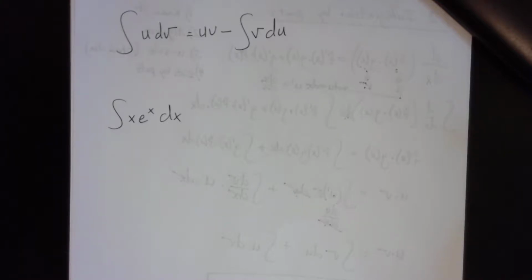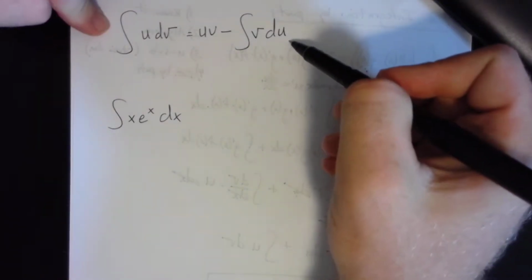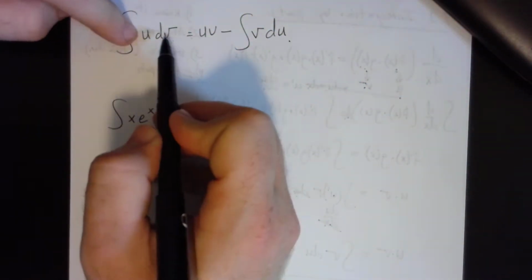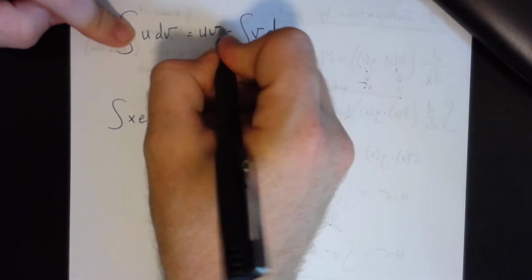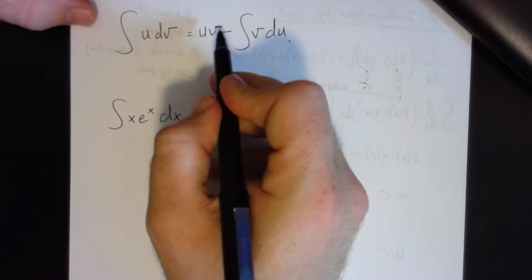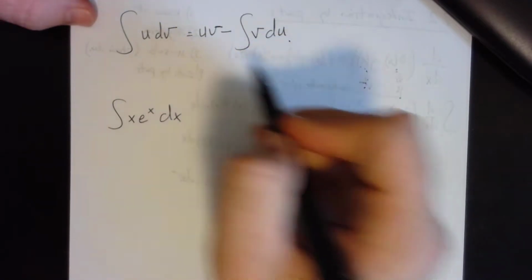Back to 7.2 with integration by parts. So this right here is the formula we proved in the last video. It is again the integral of u dv equals uv minus the integral of v du. And make sure that that actually is a v. It's got the tail horizontally where this has the tail vertically.